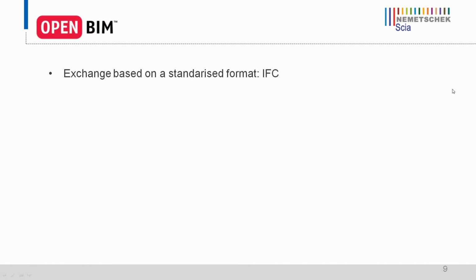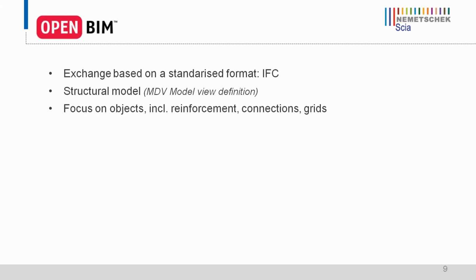Let's take a closer look at the concept of Open BIM. As already indicated, the exchange involves sharing information between two programs on the basis of a standardized IFC format. This format describes in an unambiguous way the structural model on the basis of architectural objects, even up to and including concrete and steel reinforcement and even the grids of the structure.